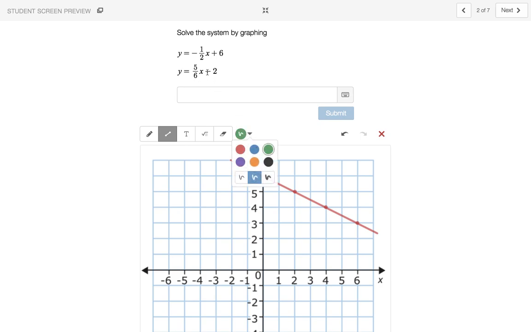My second equation has a y-intercept of negative 2 and a slope of 5/6. So I rise 5 and run 6, 5, 6. And there I can already see my intersection point where the lines cross. So that right there is the solution. The ordered pair is (6, 3).